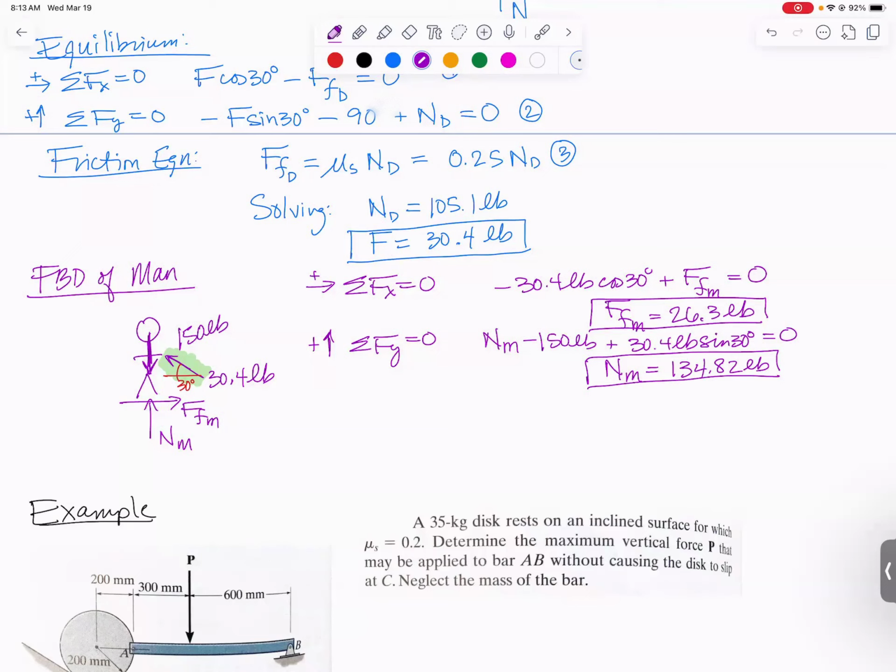The problem asks for the coefficient of friction so that he just barely doesn't start slipping. What's the minimum coefficient of friction? So it's another motion impending problem. So we're going to use that the friction force on the man is equal to the coefficient of static friction times the normal force on the man. So the coefficient of static friction is going to be that friction force that we need divided by the normal force that we have. It comes out to be 0.195.